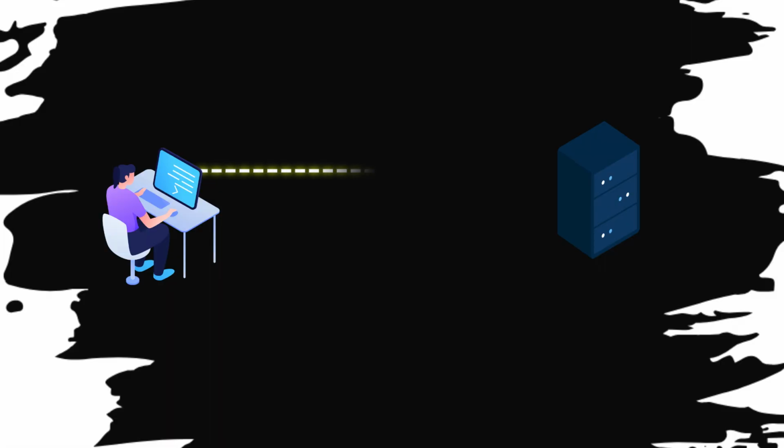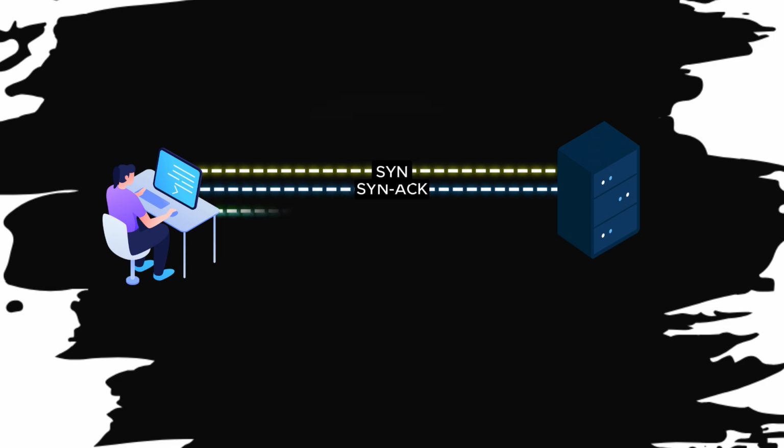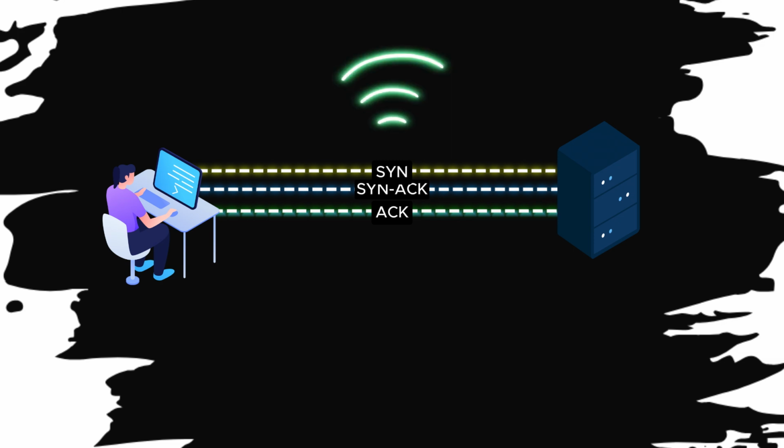handshake. If you know how TCP works, first the device sends a SYN to the server, and then the server responds back with a SYN-ACK. In the third phase, the device responds back with an ACK. This process establishes the network connection. Now let's see how stealth scan works.